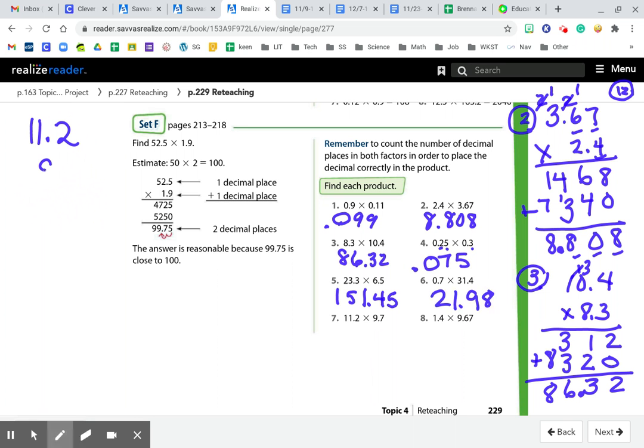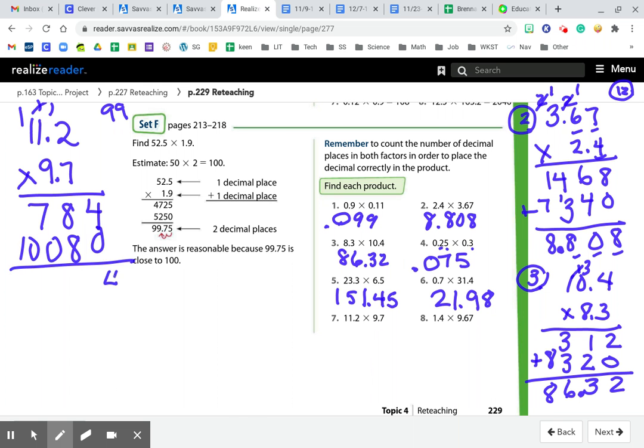11.2 times 9.7. It's like 11 times 9. It's 99. Our answer will be a little bit bigger than that, but we're going to shoot for an answer near that. 7 times 2 is 14. Carry the 1. 7 times 1 is 7, plus 1 is 8. 7 times 1 is 7. Shift over. 9 times 2 is 18. Carry the 1. 9 times 1 is 9, plus 1 is 10. 9 times 1 is 9, plus 1 is 10. Add my digits. And 2 digits in decimal place value in the problem, 2 in the answer.